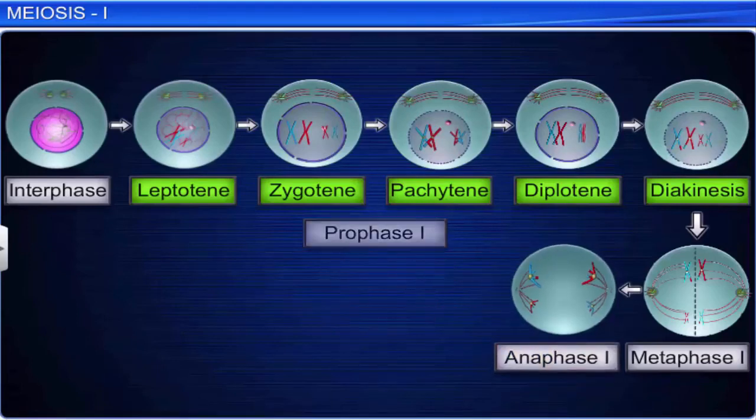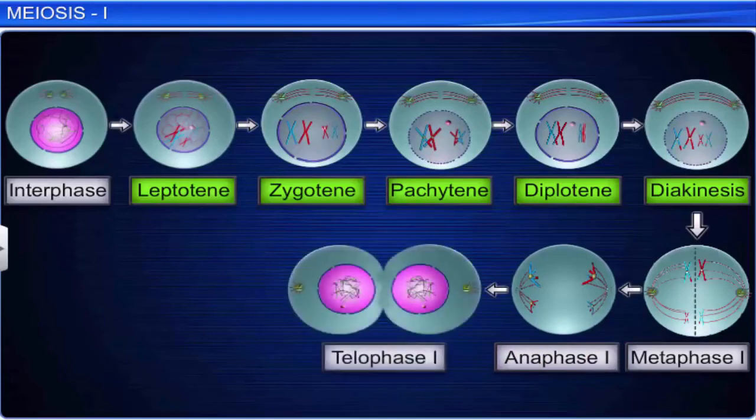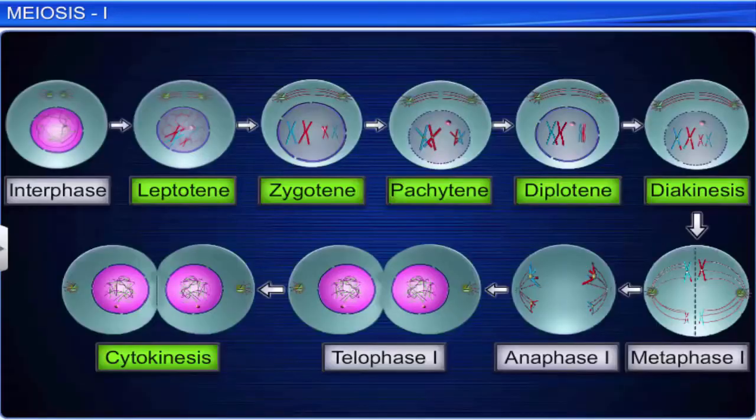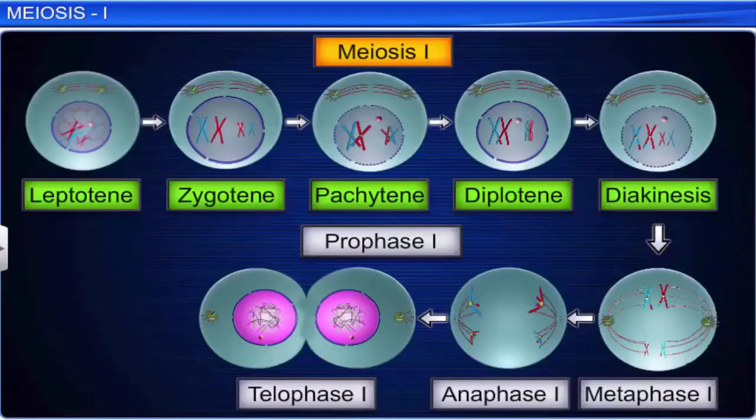In this phase, the chromosomes are at the poles, while the spindle fibers disintegrate and the nuclear envelope and the nucleolus reappear. Cell division or cytokinesis follows telophase 1 and results in two cells referred to as a dyad. Therefore, meiosis 1, which progresses from prophase 1 to telophase 1, results in the formation of two cells with half the number of chromosomes compared to the original cell.